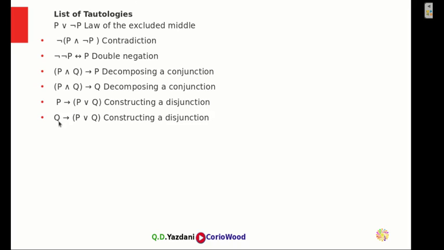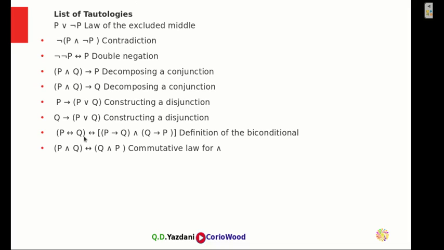Here we apply the same thing to Q. We applied it on P, and now Q implies P or Q, constructing a disjunction. And this one here, P if and only if Q, if and only if we open the bracket, P implies Q and Q implies P, is the definition of the biconditional. There is a biconditional in both places.